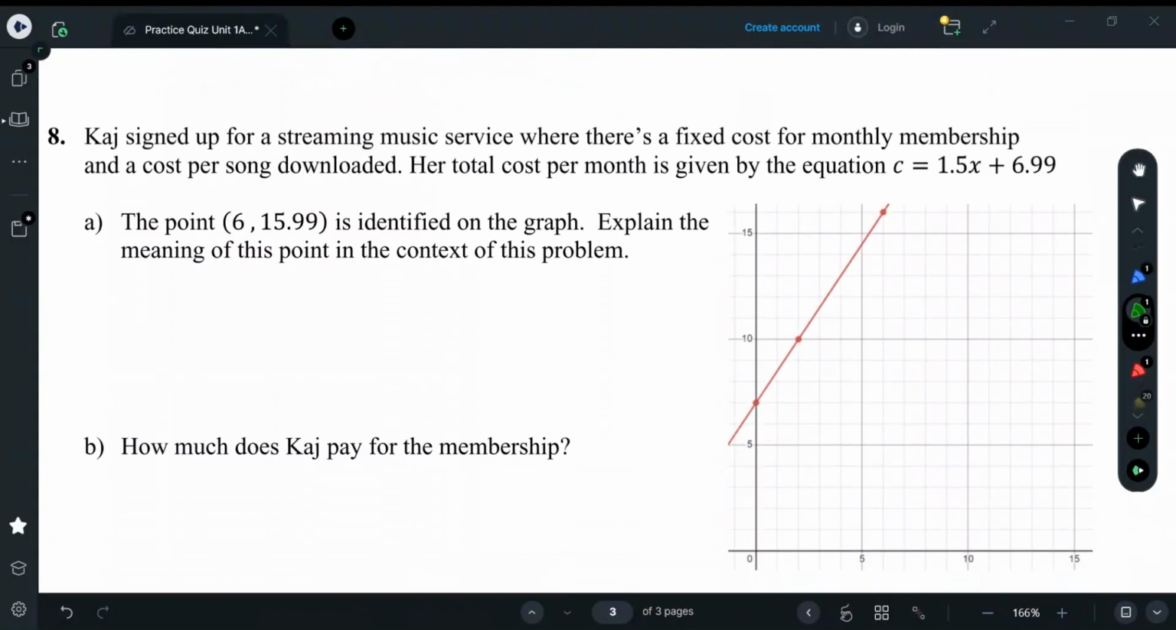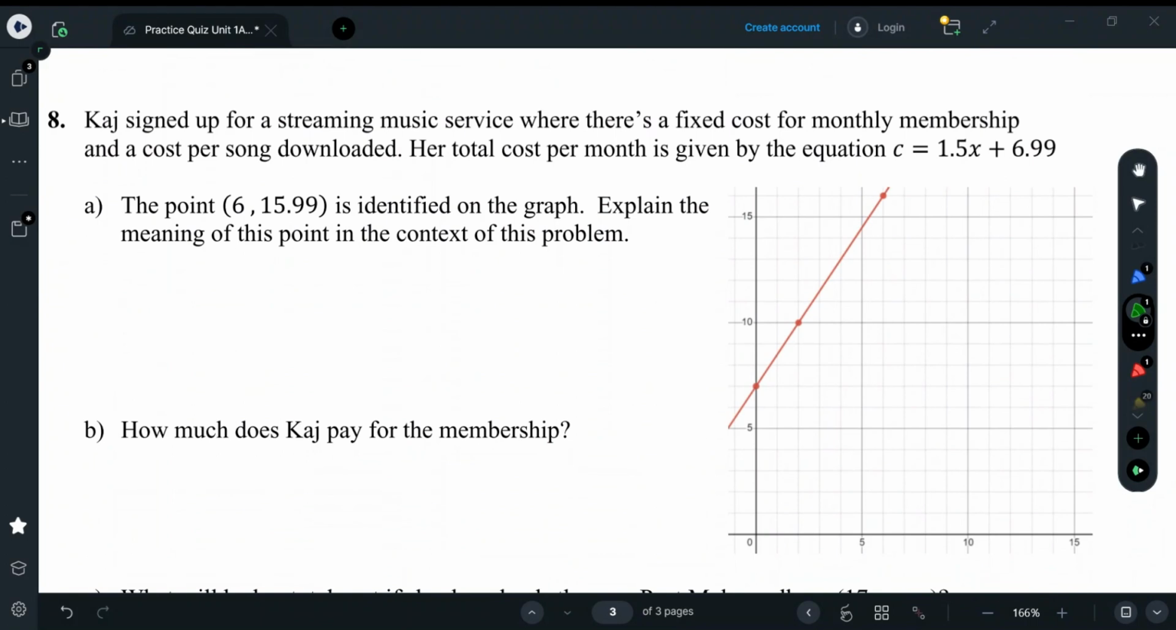Okay, last problem, number 8. Now, if you read through this, it talks about a music streaming service where you have to pay a fixed cost for a monthly membership, plus you have to pay per song if you want to download the song. I don't think most streaming services are like this, because like Spotify or Apple Music, if you're going to do their premium, you just pay the monthly price and you can't really download any songs. You just pay the flat fee.